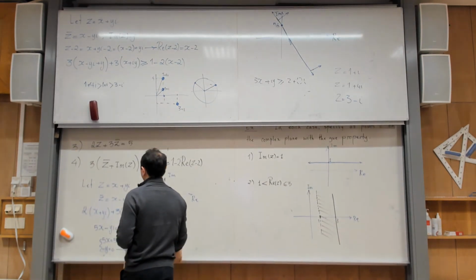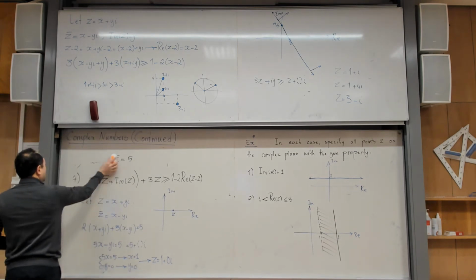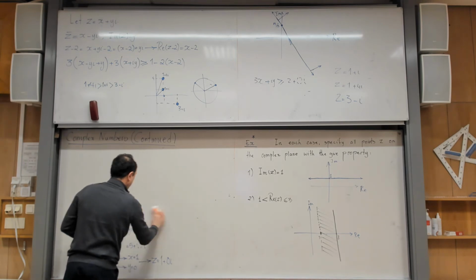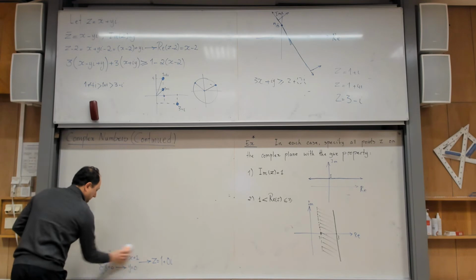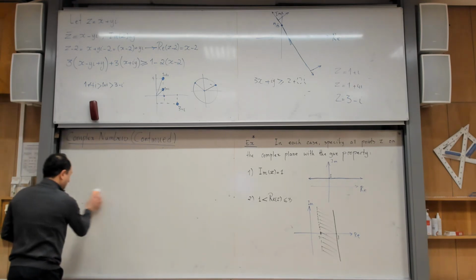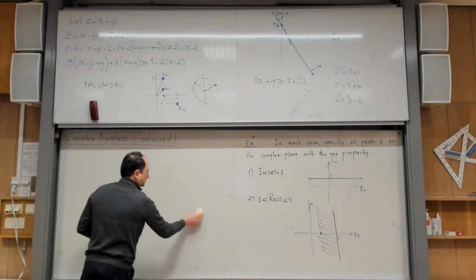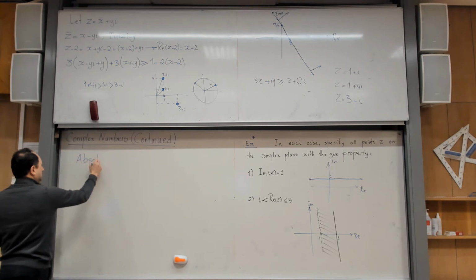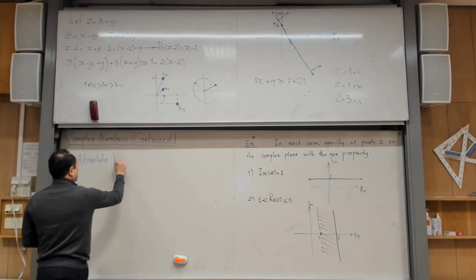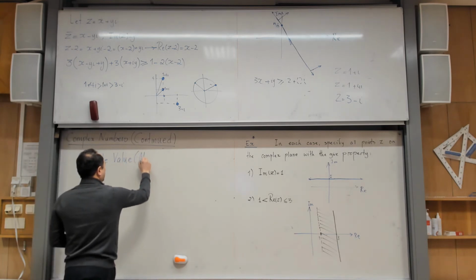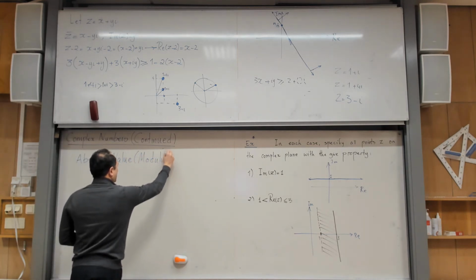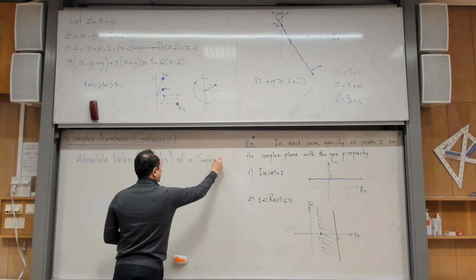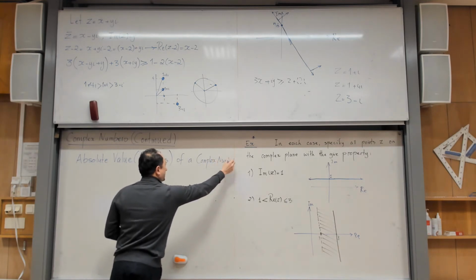I will come back to the notion of order in a while. So here, the absolute value or modulus of a complex number, and that is a very, very simple thing.